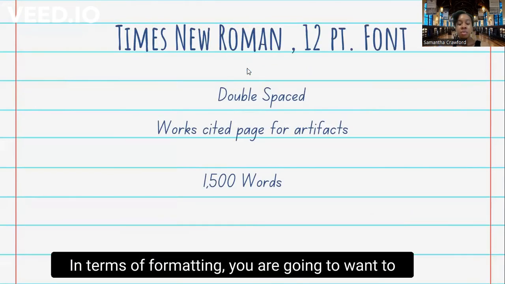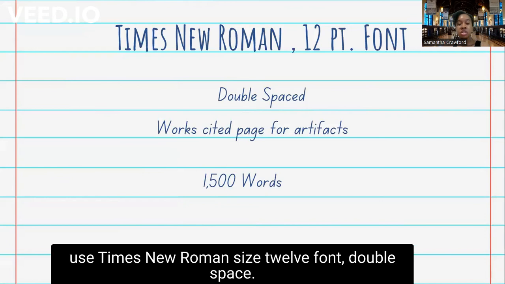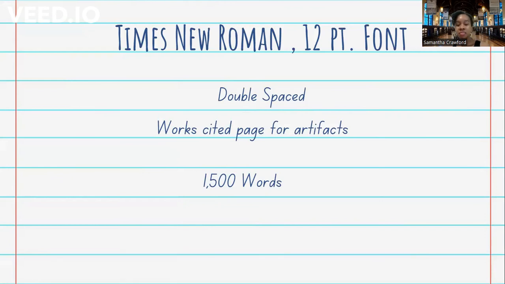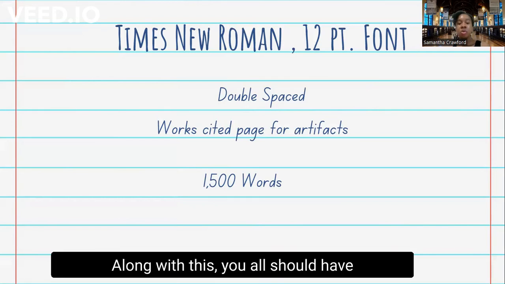In terms of formatting, you are going to want to use Times New Roman, size 12 font, double-spaced. Along with this, you all should have a works cited page for your artifacts and any other references in your paper. The word count is 1,500 words.